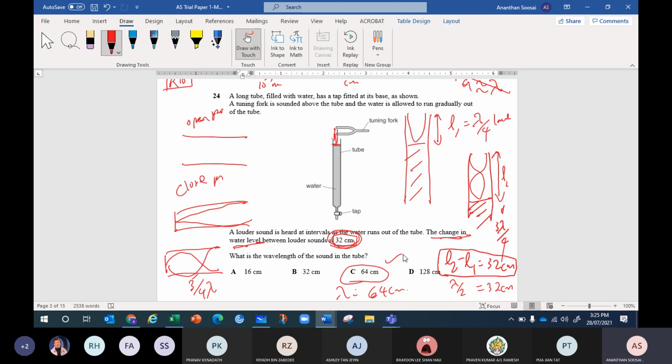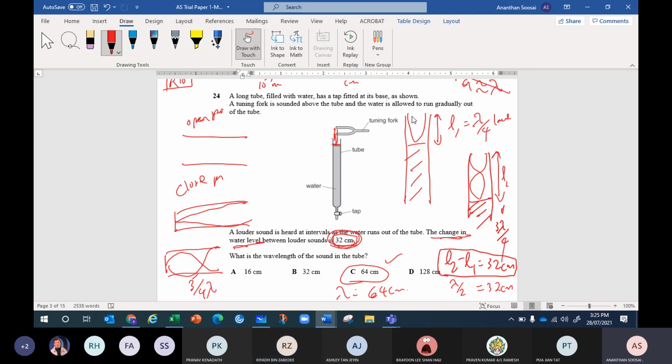Okay, guys, got the idea? Anyone, any part you don't understand? Actually, you got the idea. Which part you still don't understand? Sir, can you explain how you got L1 and L2?